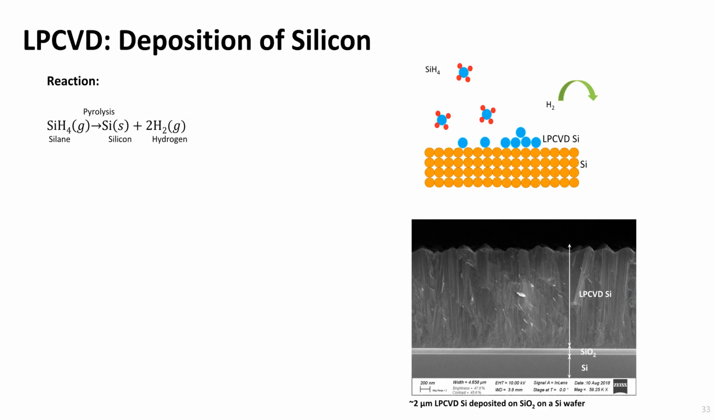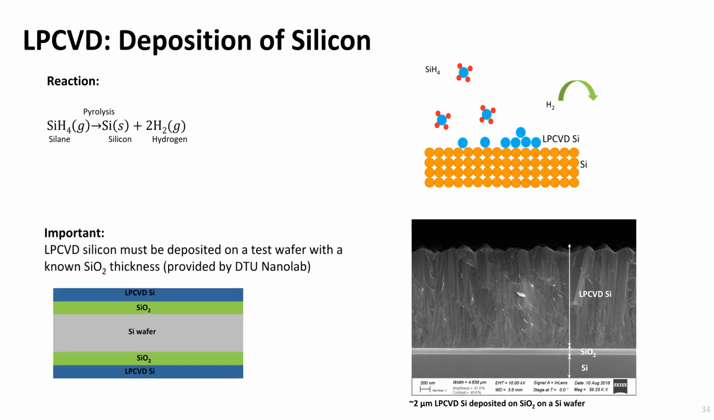LPCVD silicon is deposited by the thermal decomposition of silane to silicon and hydrogen. Even though it is possible, the amount of hydrogen incorporation into the deposited silicon film is typically low compared to other deposition techniques like plasma-enhanced chemical vapor deposition. The SEM image shows an example of a cross-section with polycrystalline LPCVD silicon deposited onto a silicon wafer with a thin silicon oxide layer in between.